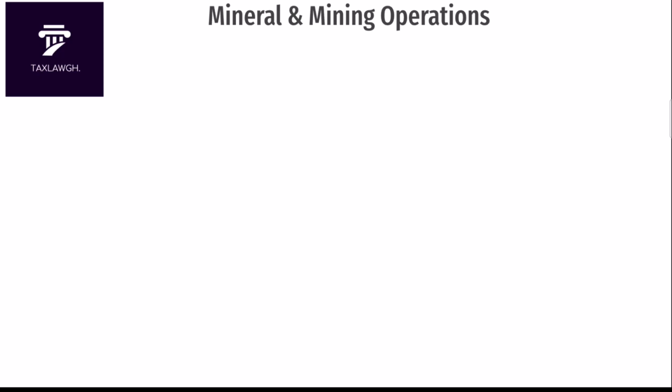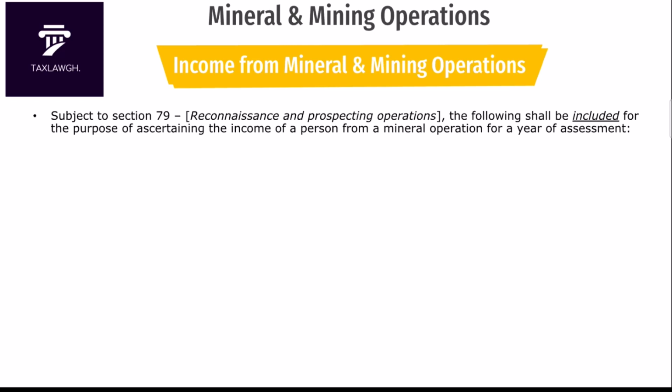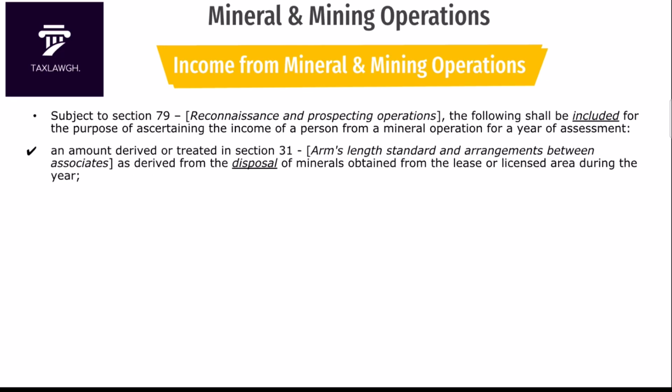Let's quickly look at what the law says about the mineral and mining operations. What can you include in your income? And you realize here, interestingly, that it has a lot of similarity with the petroleum operation. So we are saying subject to section 79, which deals with what? Reconnaissance and prospecting operations. What you can include includes a number of things. The first is what? Any amount derived or treated in section 31 on the arm's length standard as being derived from the disposal of minerals obtained from the lease or licensed area.